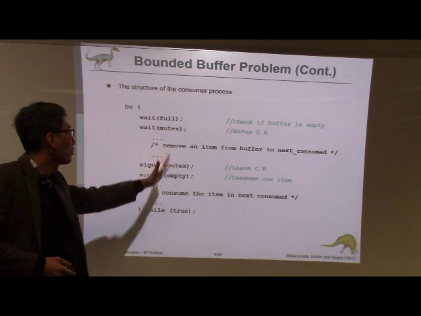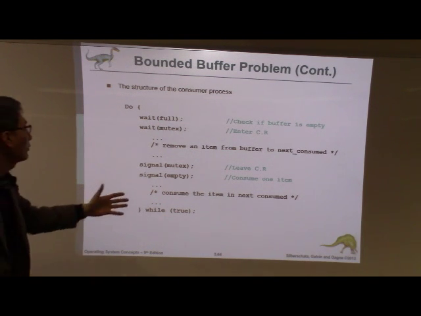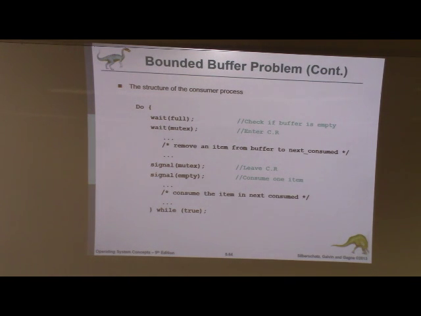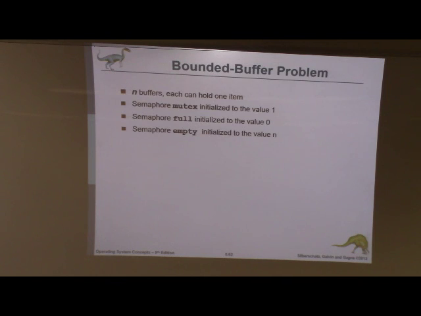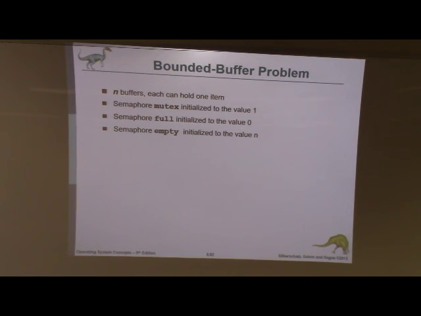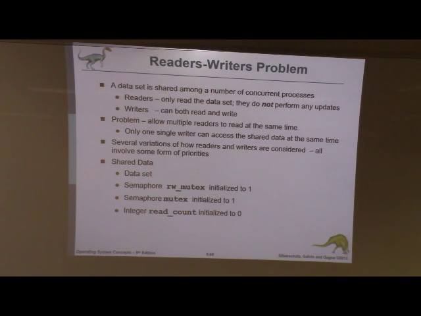Then after you read the data, you delete that item. Then you release the lock, and you take out the item. This is the reason why we manage two semaphores: full and empty. One is useful while the producer is producing, and the other is used for consuming. This is the bounded buffer problem, a two-process case.